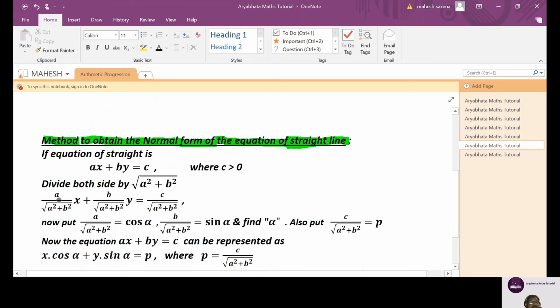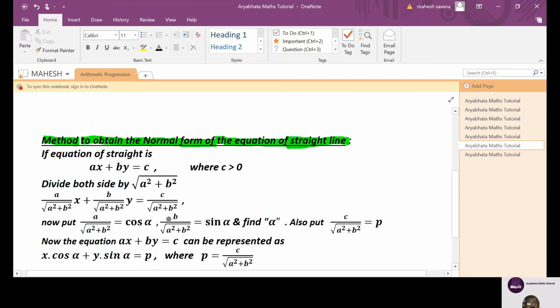Then this equation becomes a upon under root a square plus b square into x plus b upon under root a square plus b square into y is equal to c upon under root a square plus b square. Now put a upon root a square plus b square as cos alpha, b upon root a square plus b square as sin alpha, and c upon root a square plus b square is equal to p. This equation will be in the form x cos alpha plus y sin alpha is equal to p, where p is equal to c upon root a square plus b square.